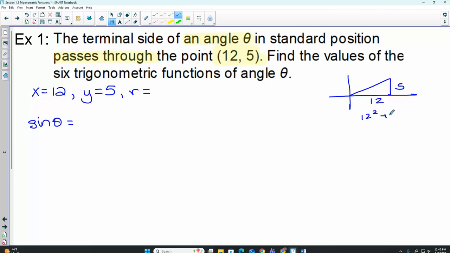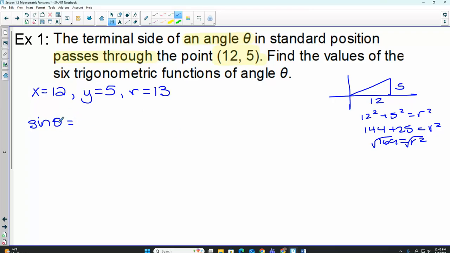In my experience, some people, one less thing to remember if they actually just see the triangle and do Pythagorean theorem every time, which is totally fine. R is always positive because it's a distance, so if you do the square root of 169, we get 13. So the very first thing you have to do, if I give you a point, you have to find R. Now we just have the 6 ratios.